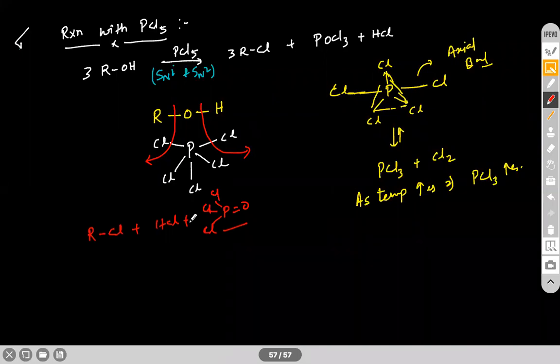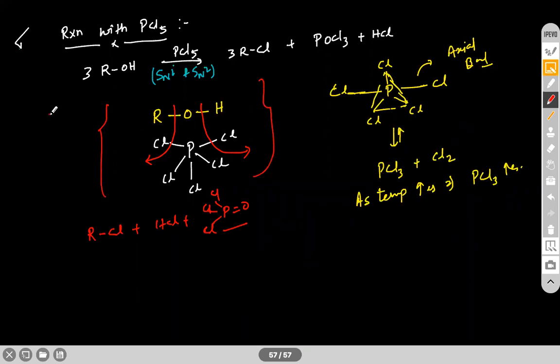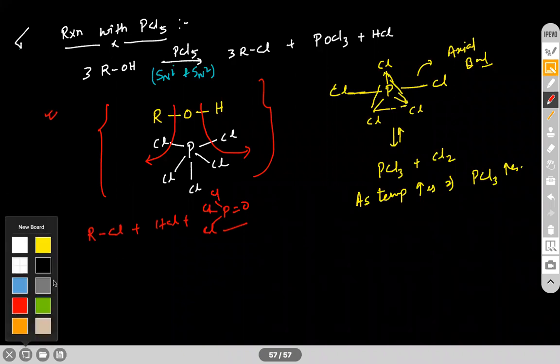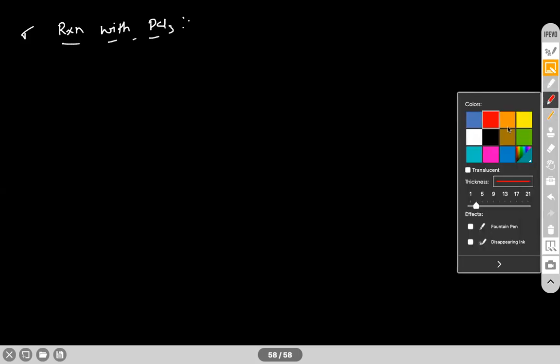The reaction involves both SN1 and SN2 mechanisms. Okay, so this you must remember. This is important, how to write down the product. Okay, here. So I'll suggest with PCl5 and PCl3, you must know how to write down the product. I'll show you the reaction of PCl3 also, the reaction with phosphorus trichloride. And with pentachloride PCl5, we always get POCl3 as one of the products.